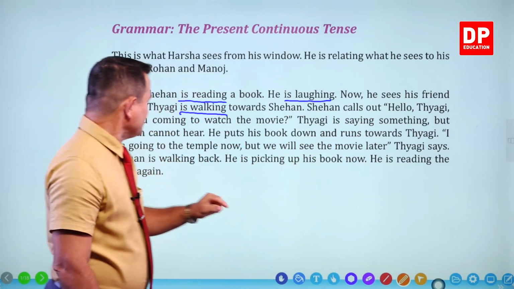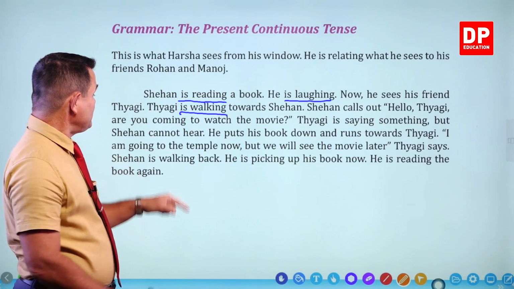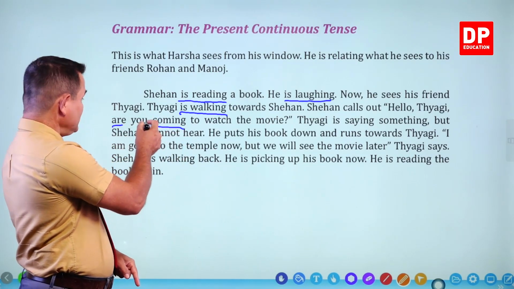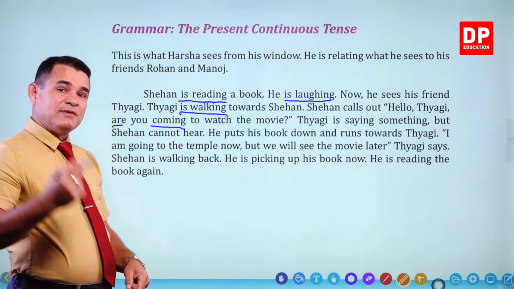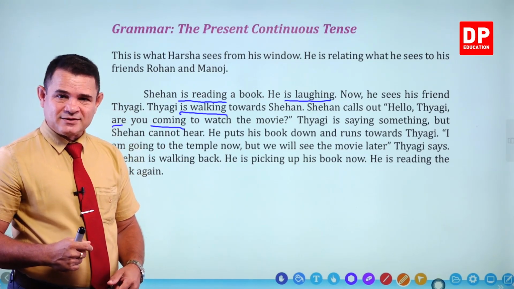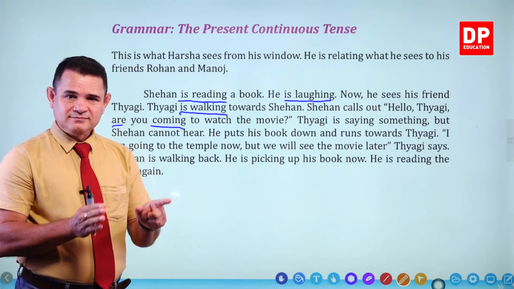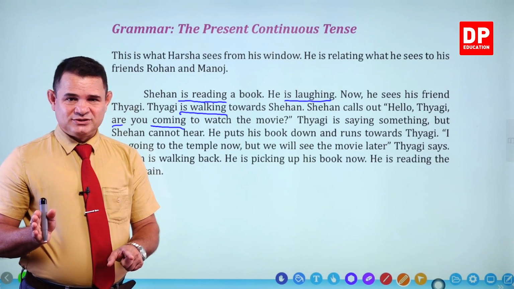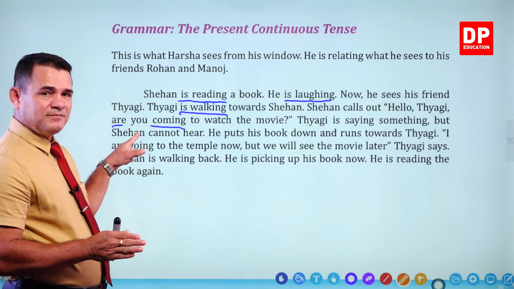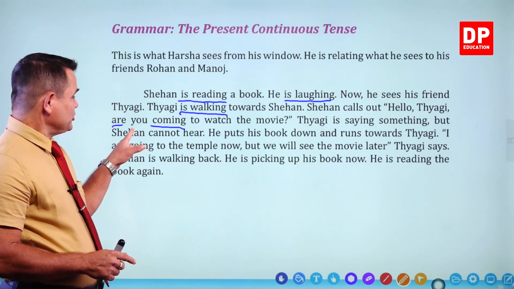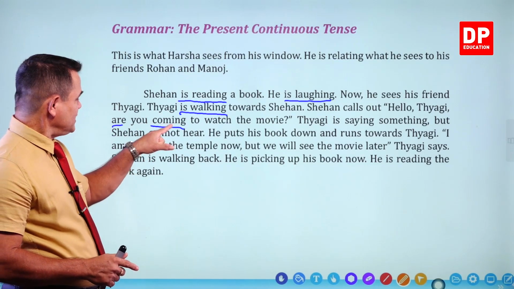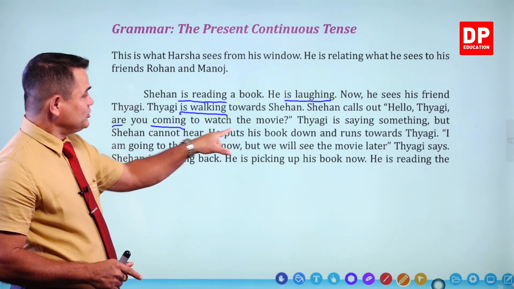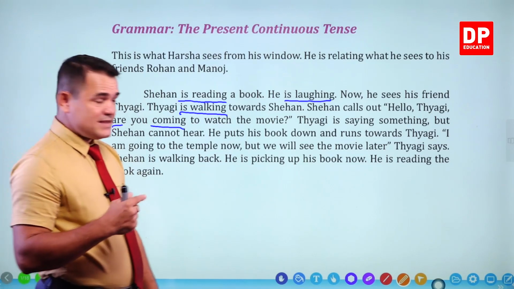And Tyagi, are you coming? Question form. You are coming, to make the question, we put the verb at the start. We learnt question formations earlier. When making questions, we bring am, is, are to the front, to make yes-no questions. That is what has happened here. Are you coming to watch the movie? Tyagi is saying.